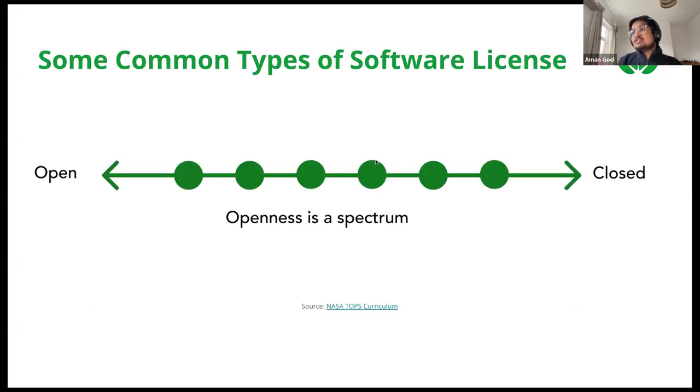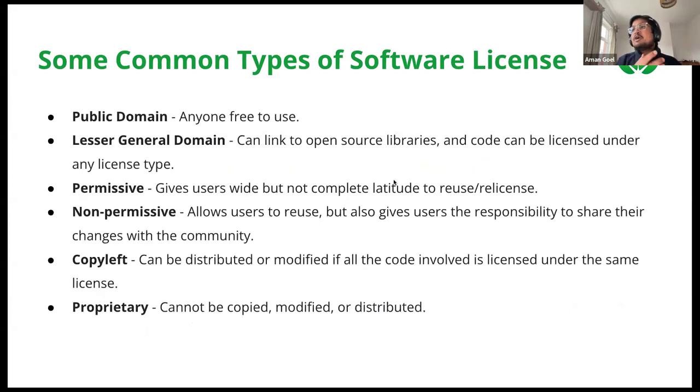So openness is a spectrum. This is from the TUPS curriculum, wherein you can have licenses which are very open to very closed. Again, it depends on what kind of license you want to have for the project, what kind of permissions you want to give to the user. So some common types of software licenses: there are the public domain licenses, which are free to use for anyone. Then there is the lesser general license, which can link to open source libraries, and code can be licensed under any license type.